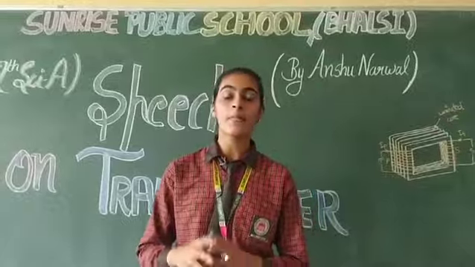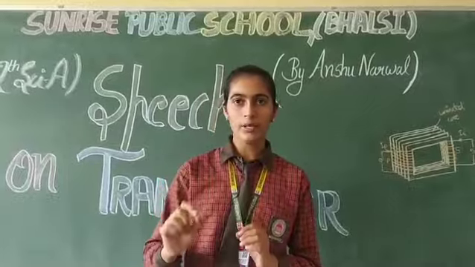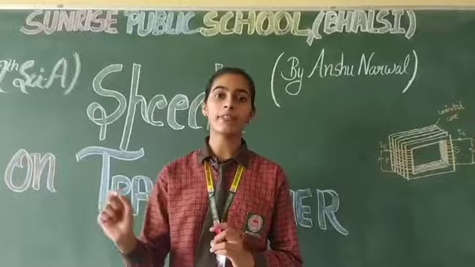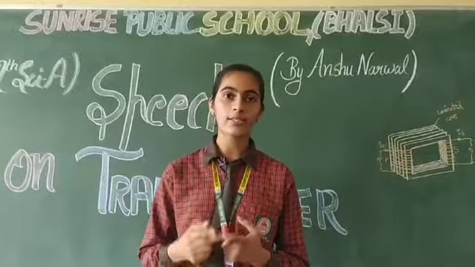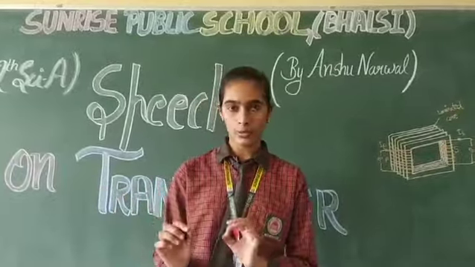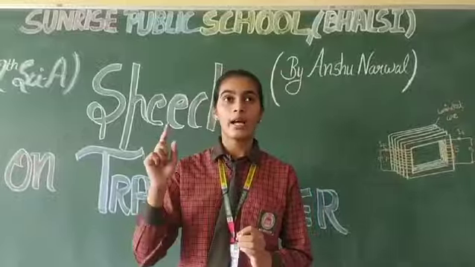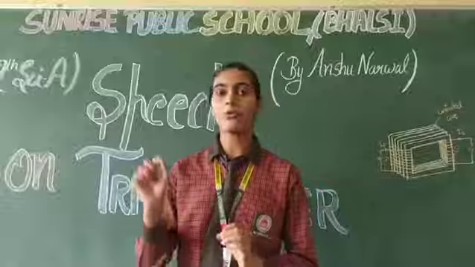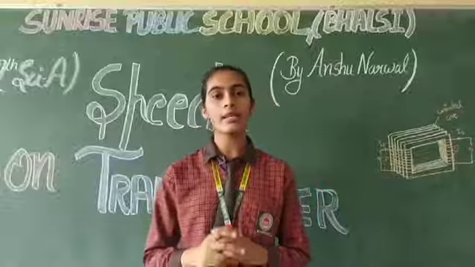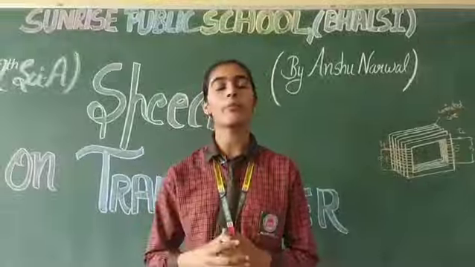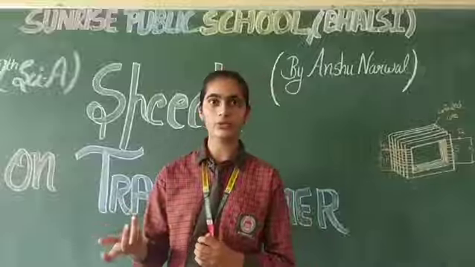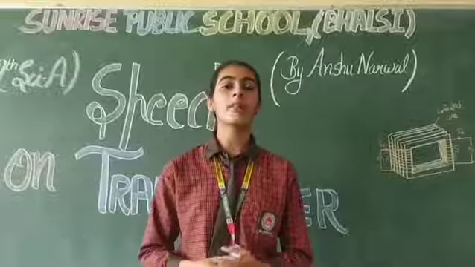Second is flux loss. In the transformer, flux is not completely linked with both primary and secondary coils, so as a result in that form also energy is lost in the transformer. Hysteresis loss: the area of the hysteresis loop for soft iron is narrow, so as a result it is best for making a transformer.